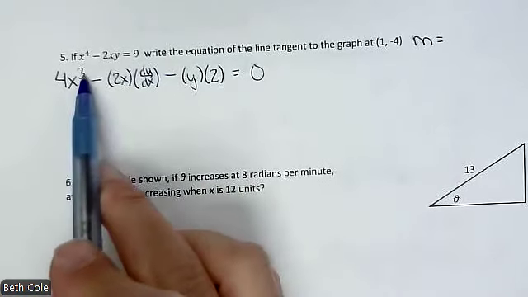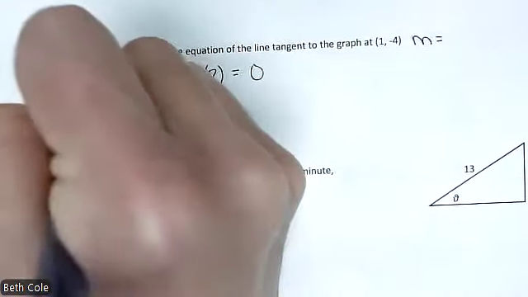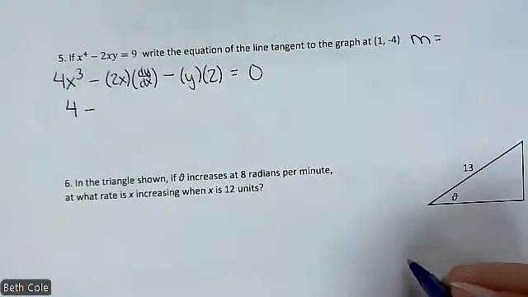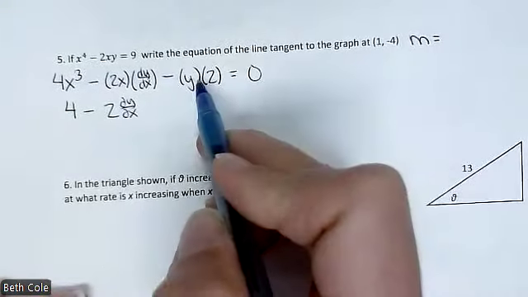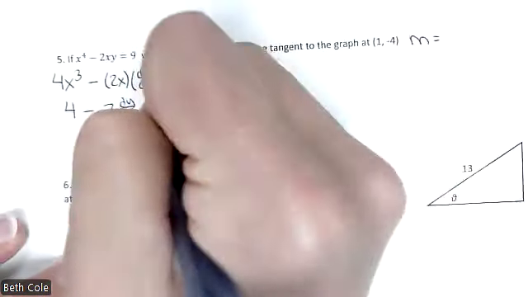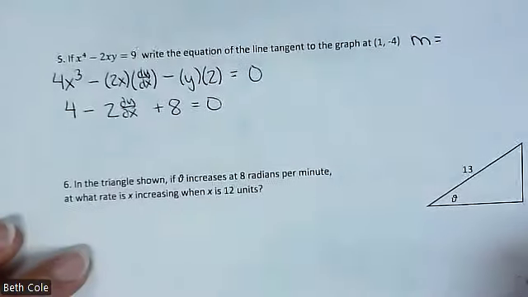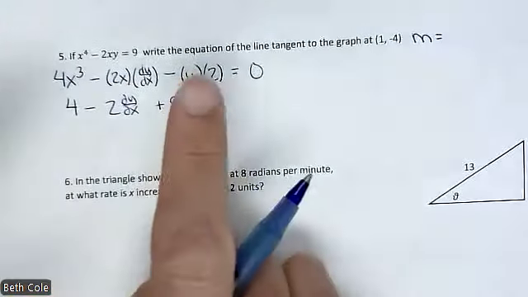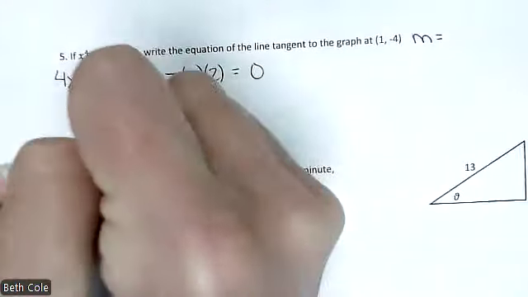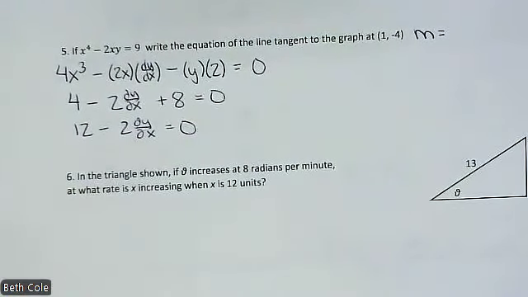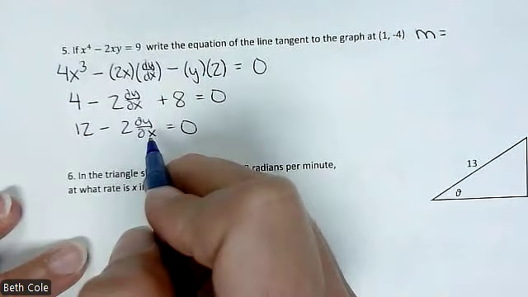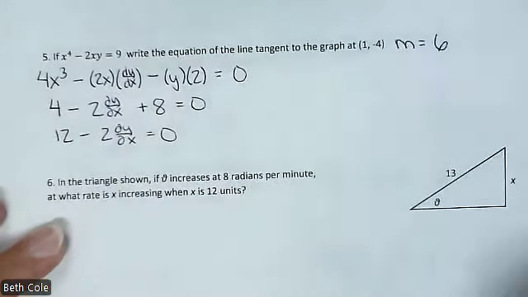All right. So if x is 1, this first part's just going to be 4 minus 2 dy/dx. Now y is -4, so that's going to end up being +8, good, equals 0. So 4 + 8 is 12, and we're just doing algebra at this point. Can you do that in your head? What is dy/dx going to be? I'll talk you through it if we need to, but it'll be 6. Good, your slope is 6.